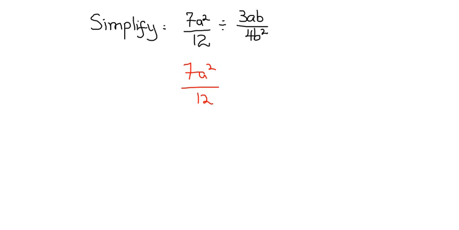And for those of us who have a little trouble remembering what to do, switch numerator and denominator with each other. So you get, in this case, 4b squared over 3ab. And then finally, we'll change our sign to multiplication. Now that we have our expression altered, it's just a matter of being able to do what we've done with the multiplication of algebraic fractions.